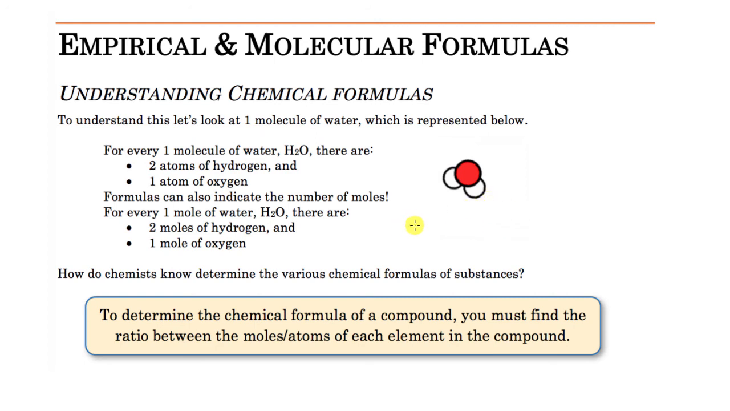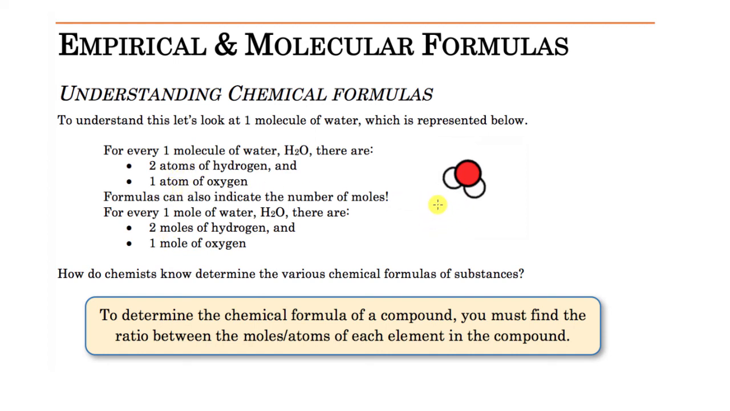So what chemists are trying to find when they are determining chemical formulas is that they are based on the number of moles or atoms in a ratio in that compound. So for water, it's always a 2 to 1 ratio. It's always 2 hydrogen moles to 1 oxygen mole, or 2 atoms of hydrogen to 1 atom of oxygen.